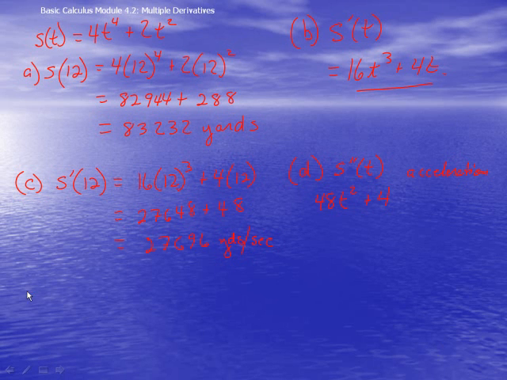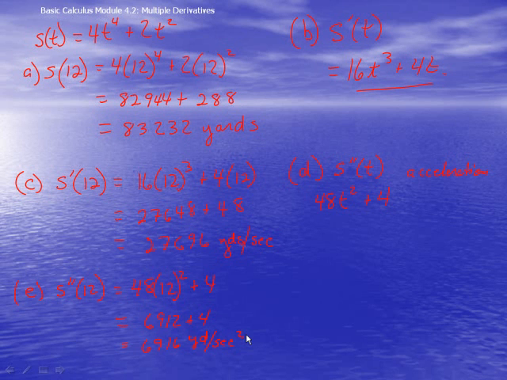In part E, we want to find, after 12 seconds, what is his acceleration? So this would be equal to 48 times 12 quantity squared plus the 4, which would be equal to 6,912 plus the 4, which would be equal to 6,916. And this would be yards per second squared. So that's going to be his acceleration.